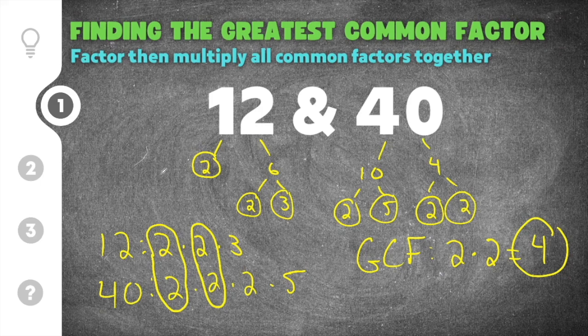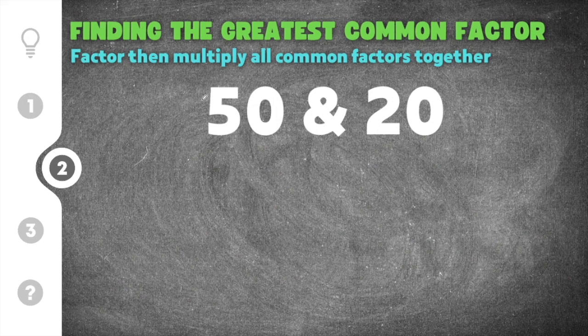Moving on to our second practice problem. This problem asks us to find the greatest common factor between 50 and 20. So I'm going to go ahead and factor these using the factor trees again. I notice that 50 ends in a 0, so I can factor out a 10. Well, 10 times 5 is 50. 10 is not a prime factor, but 5 is. So I have to factor 10 again.